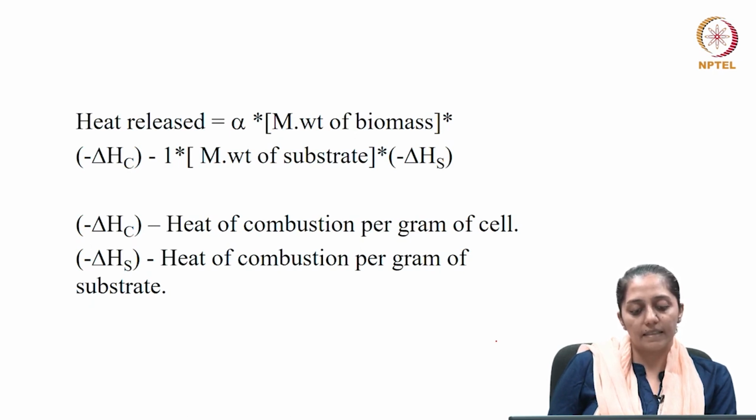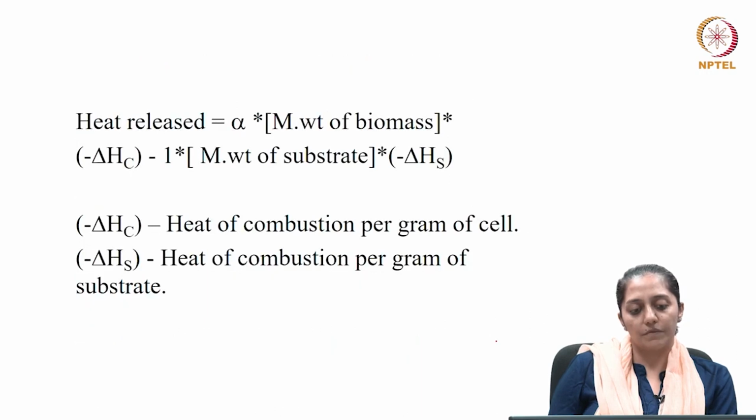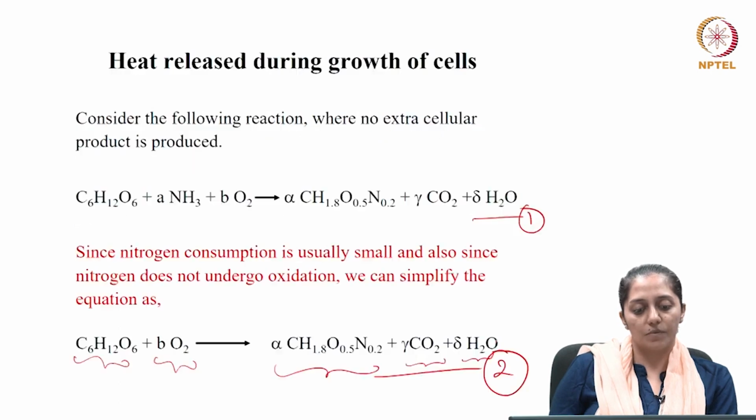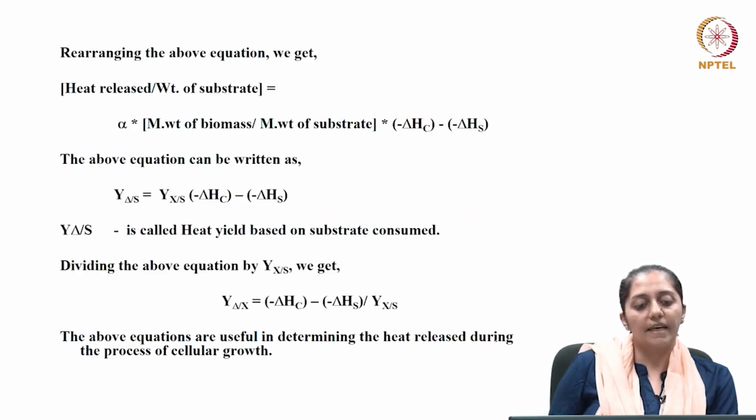So, as I said, delta Hc is nothing but your heat of combustion per gram of cell. Therefore, it is being multiplied by the amount of biomass, where alpha moles of biomass are known to get produced. So, we will multiply alpha by the molecular weight of biomass. Similarly, delta Hs is the heat of combustion per gram of substrate. So, in this reaction, equation 2, the total amount of heat which will be consumed during the oxidation of the substrate is given as the heat of combustion multiplied by the total amount of substrate consumed in the reaction. Because there is 1 mole of substrate consumed, we multiply it by the molecular weight of the substrate.